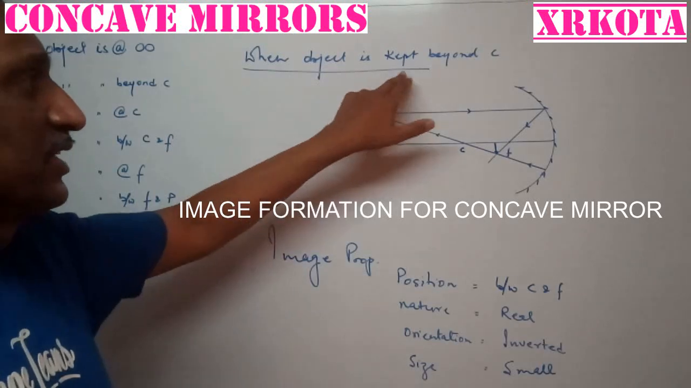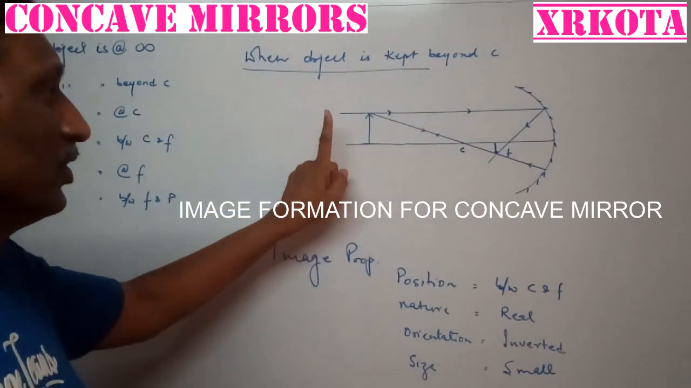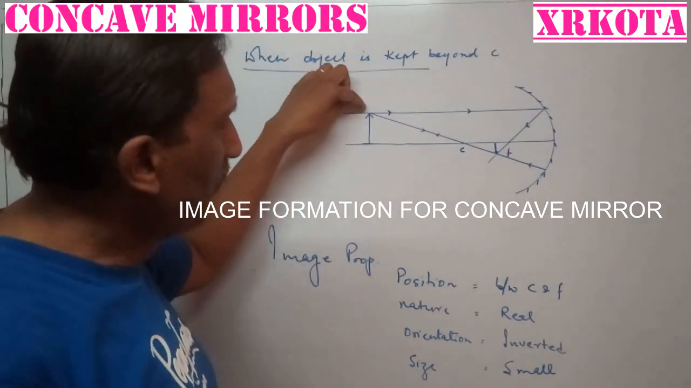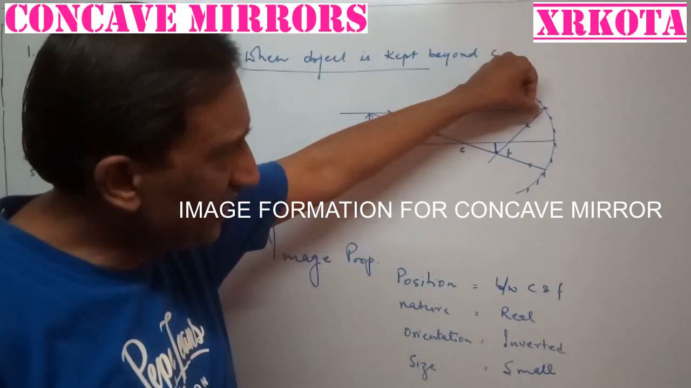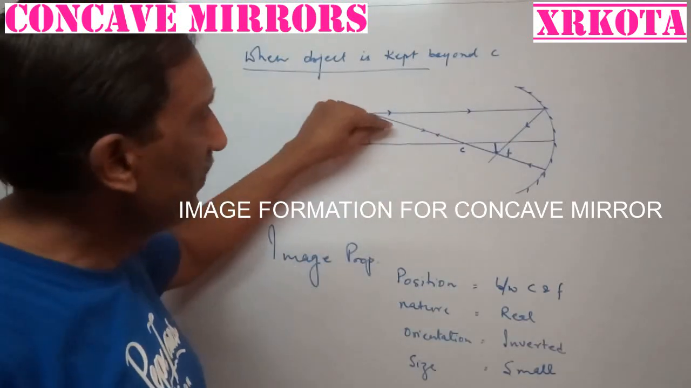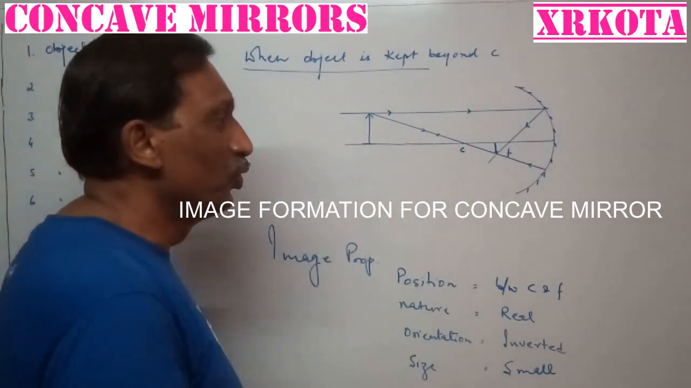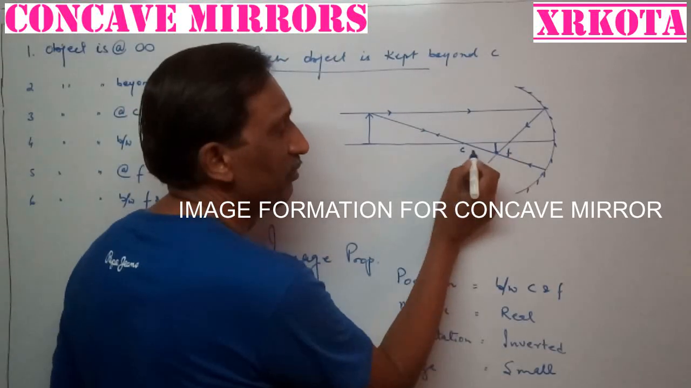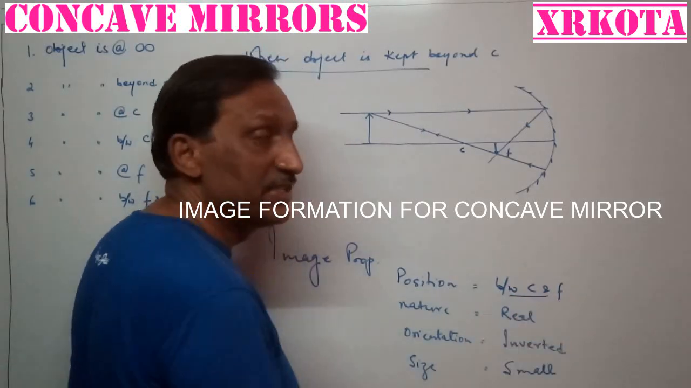So when an object is kept beyond C, this is our C and this is beyond C. The object is pointing upward. A ray which is moving from the tip of the object is running parallel to the principal axis. After reflection it passes from F, here it is coming, and a ray which is passing from C will reflect back on the C, and these two rays are intersecting at this point. So the image is formed at this point between C and F.